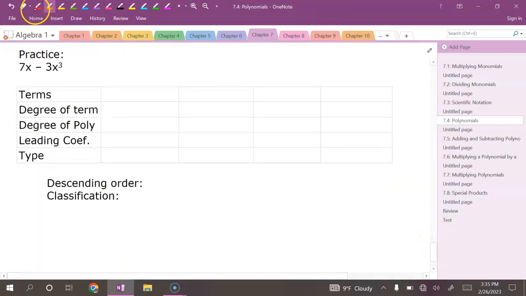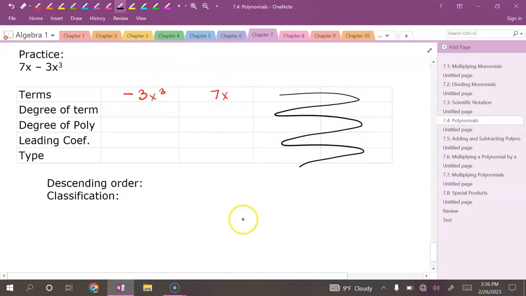All right, for that second practice problem, I would have put the negative 3x to the third first, and then the 7x second. Don't need to fill in anything here. I also won't need to fill in anything here. The degree of my terms were 3 and 1. Degree of the polynomial should have been 3. Leading coefficient should have been negative 3. This has 2 terms, so I would have called it a binomial.